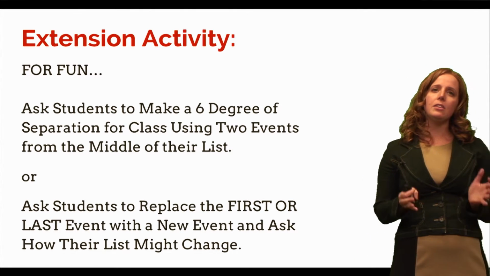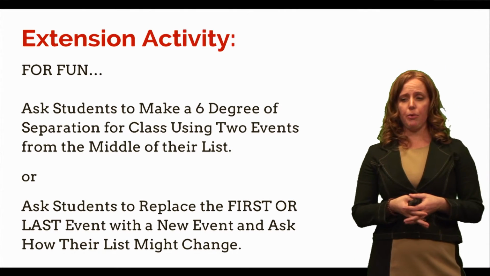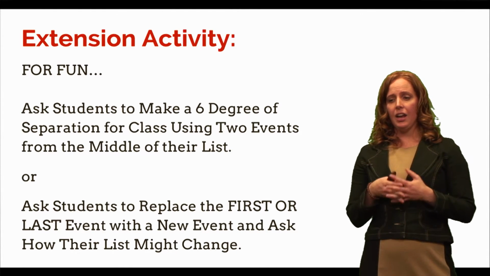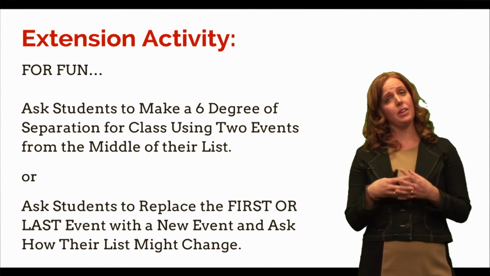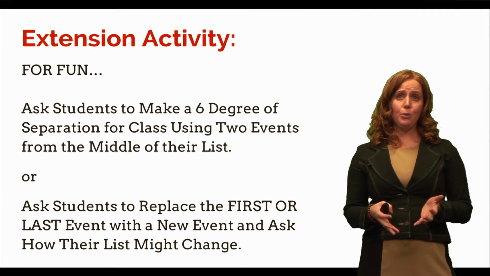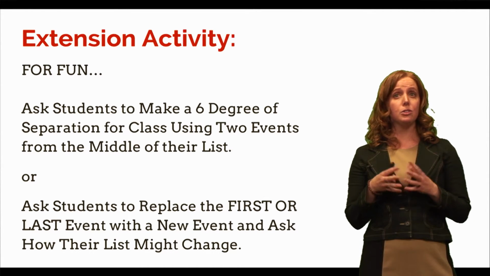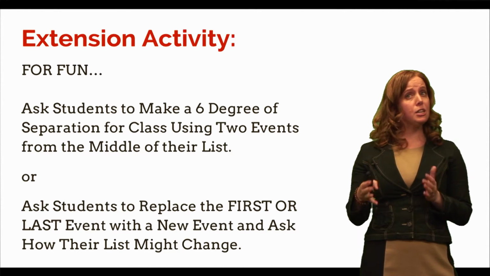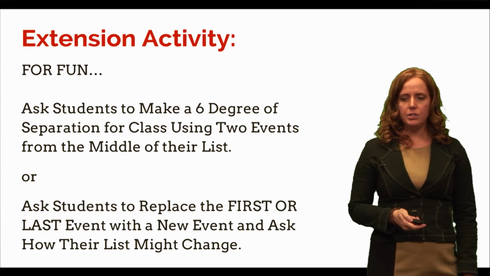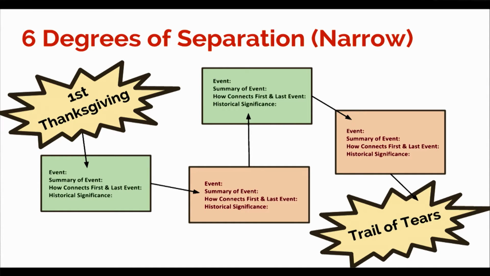Now, if we take a look at a more narrow 6 degrees of separation, this can be done in a number of ways, right? You could do it thematically, you could do it for units, you could do it on a single chapter within a book or section within a book. You can really do the narrow focus again in whatever way. I chose to go more topical with a Native American focus, so starting with the first Thanksgiving and ending with the Trail of Tears.